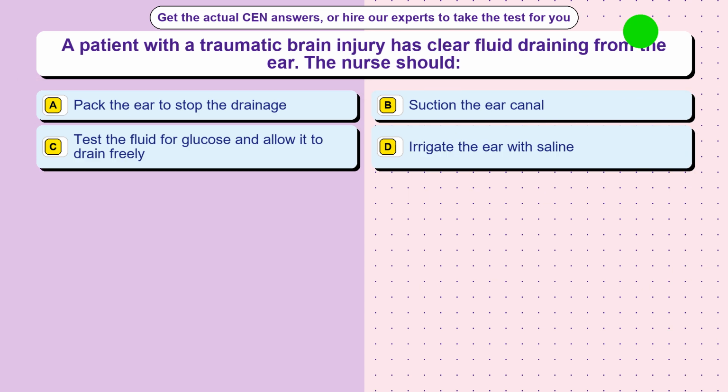Question 4. A patient with a traumatic brain injury has clear fluid draining from the ear. The nurse should: Option A. Pack the ear to stop the drainage. Option B. Suction the ear canal. Option C. Test the fluid for glucose and allow it to drain freely. Option D. Irrigate the ear with saline.